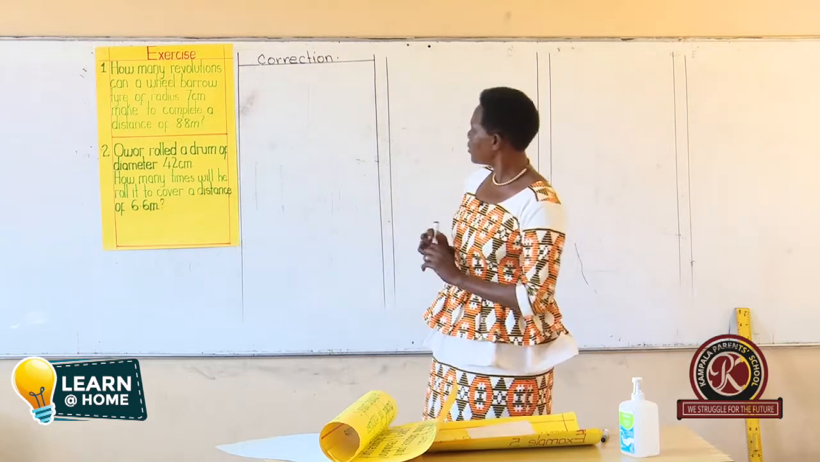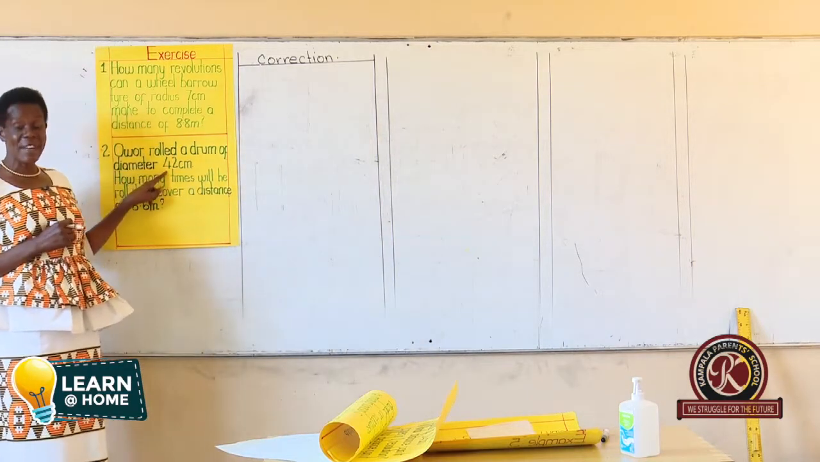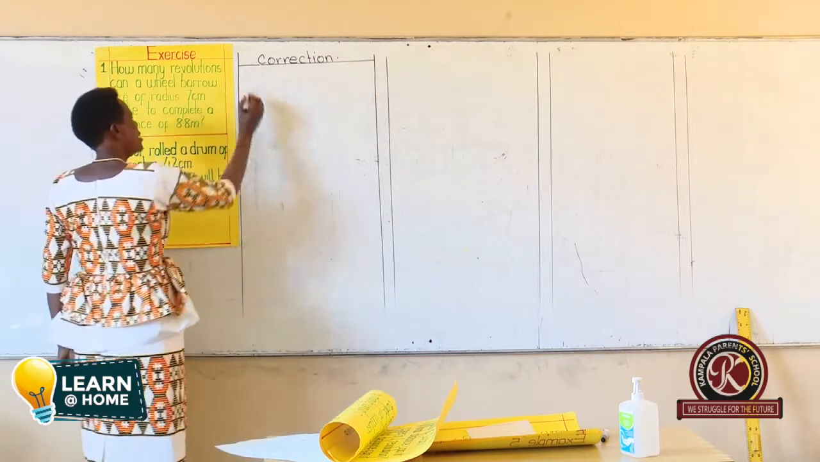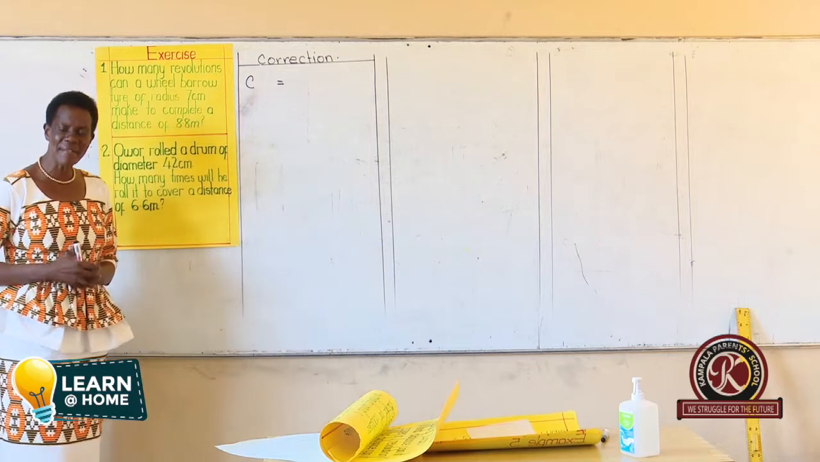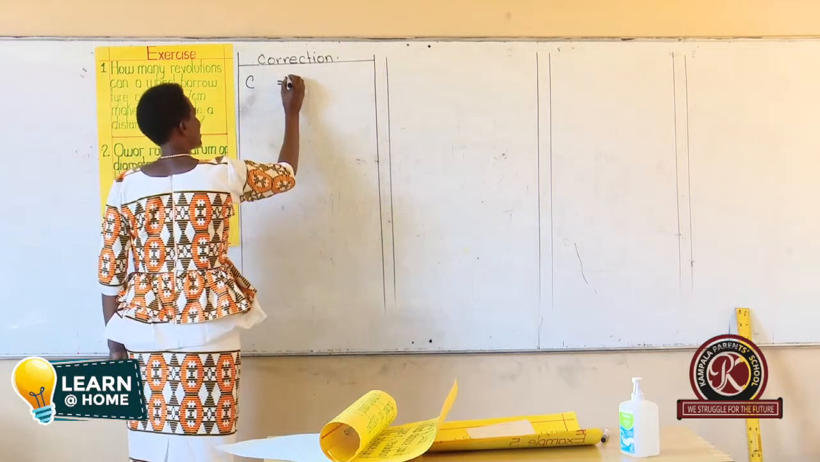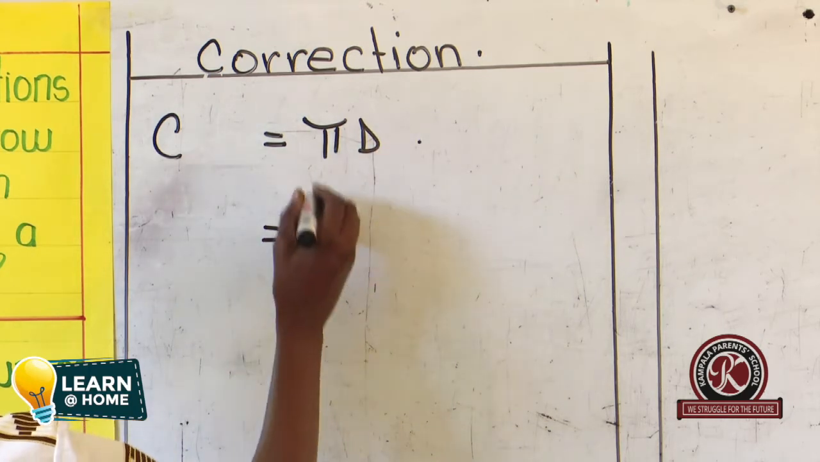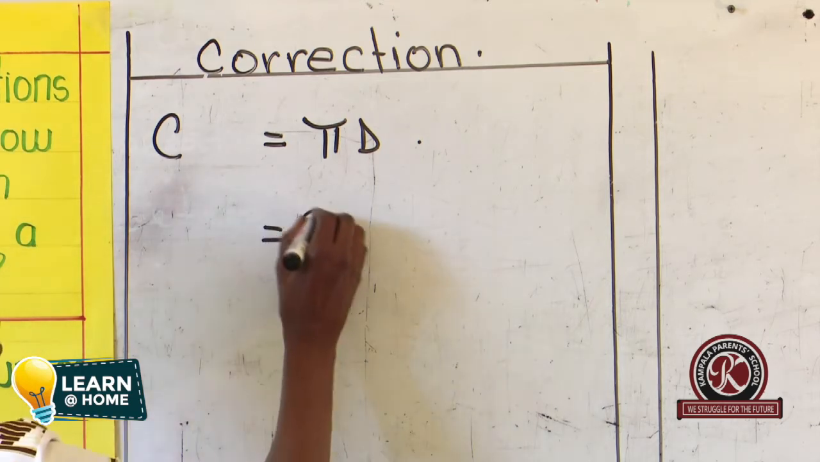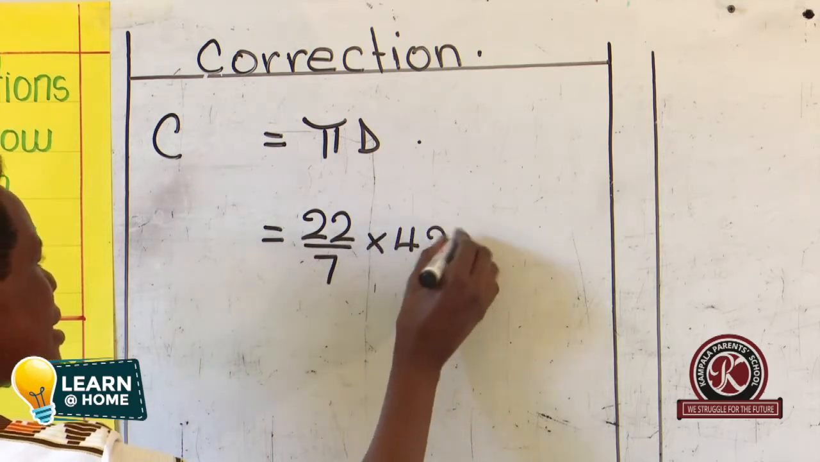So I'm starting with that number. The first thing I have to do is to get the circumference. I will say circumference equals. Now, if I'm getting the circumference and they have given me the diameter, which formula am I using? Good girl, somebody is saying pi d. Since 42 is a multiple of 7, we are using pi as 22 over 7 times 42 centimeters.